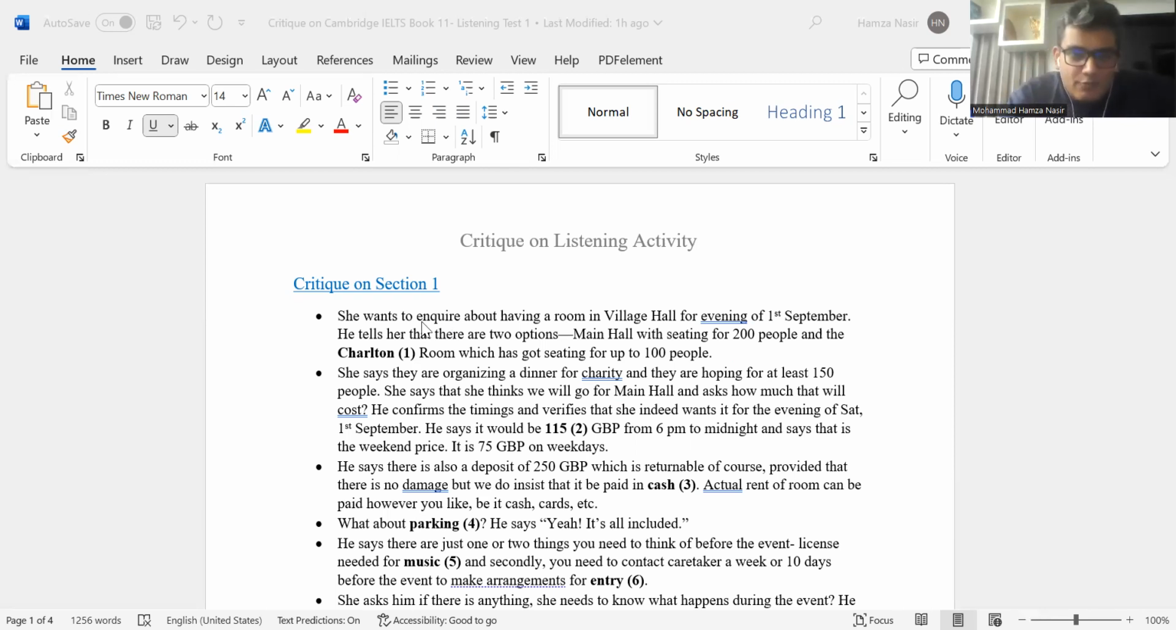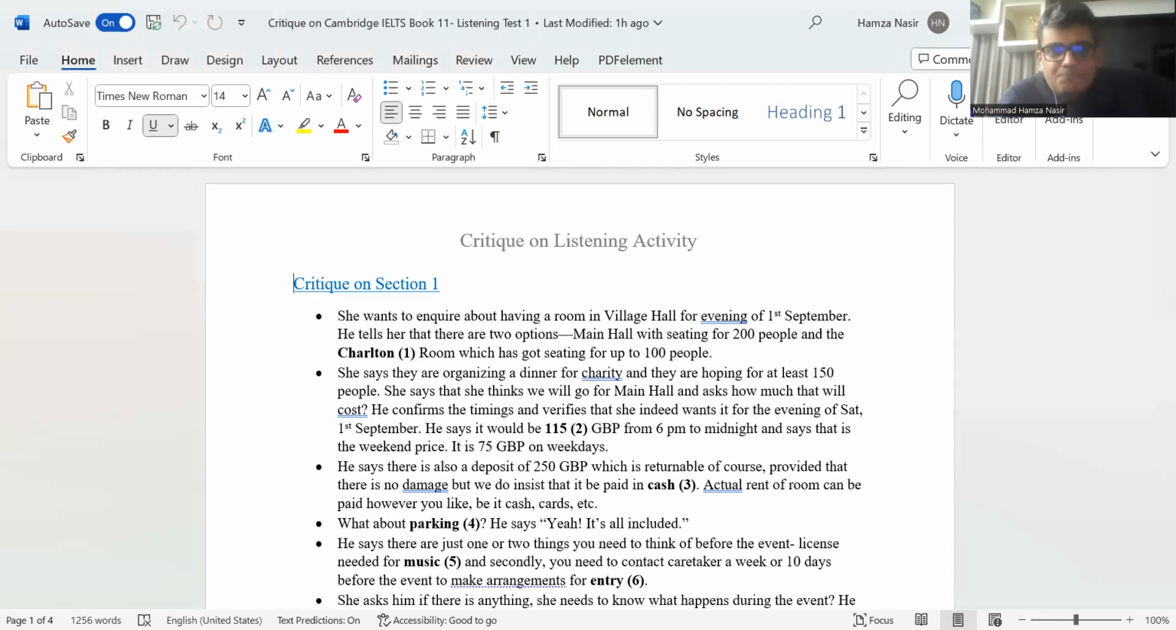In the very first section, there was a lady asking a gentleman about having a room in the village hall for the evening of September. He tells her that there are two options. There's a main hall with seating for 200 people and the Charlton room, which has got seating for up to 100 people. Keep in mind, like I said before, that in question 1 you had your keywords room and seats 100. And he's saying very specifically over here, the Charlton room, which has got seating for up to 100 people. What were our instructions? Write one word and/or a number. Since room is already given, our answer is going to be Charlton. Make sure you get the spellings right, because incorrect spelling is going to get you a 0 mark and a corresponding 0 band score.